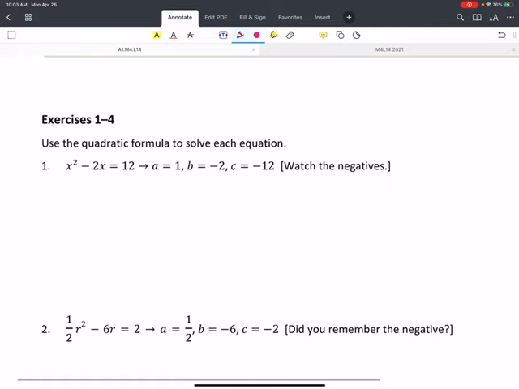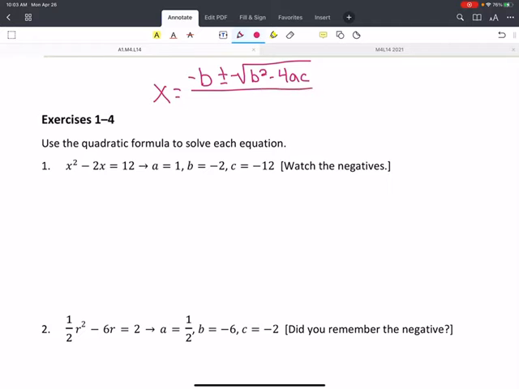And the quadratic formula looks like this. X equals negative b plus or minus the square root of b squared minus 4 times a times c, all over 2a. As we said in class, you need to memorize this. Like, pretty immediately. By tomorrow would be great.